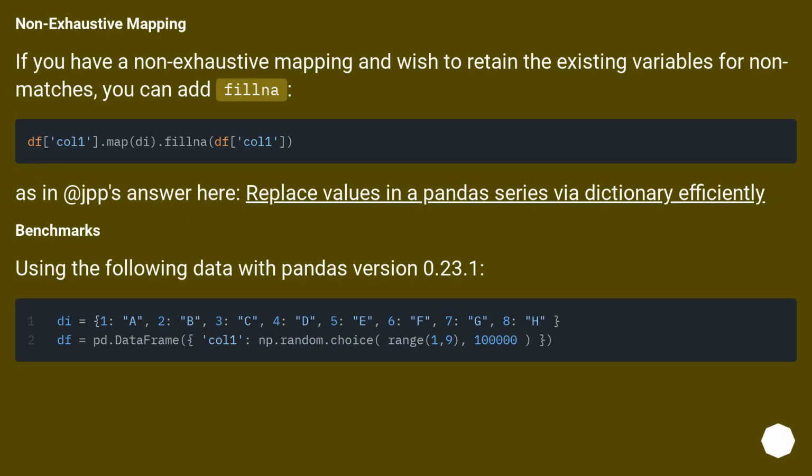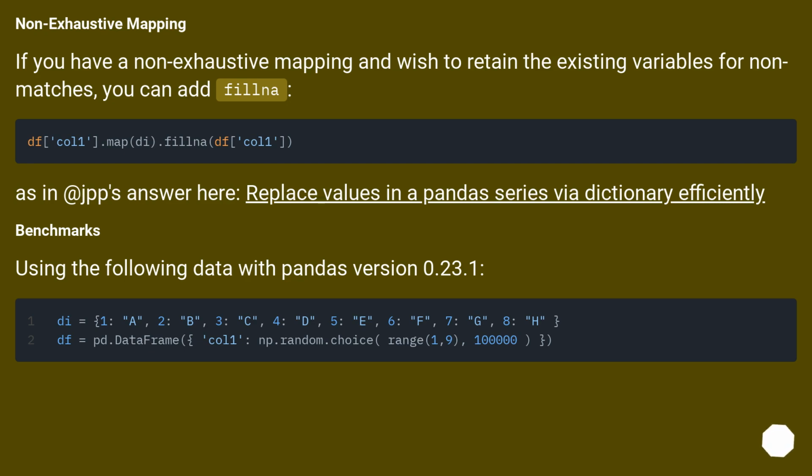Non-exhaustive mapping. If you have a non-exhaustive mapping and wish to retain the existing variables for non-matches, you can add fillna. As in JPP's answer here, replace values in a pandas series via dictionary efficiently.